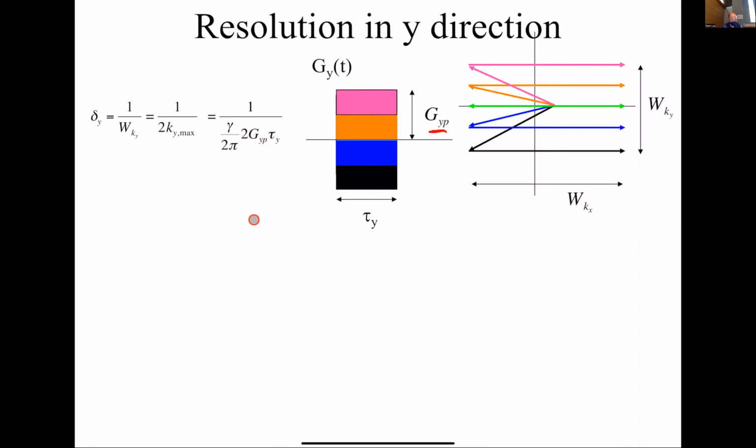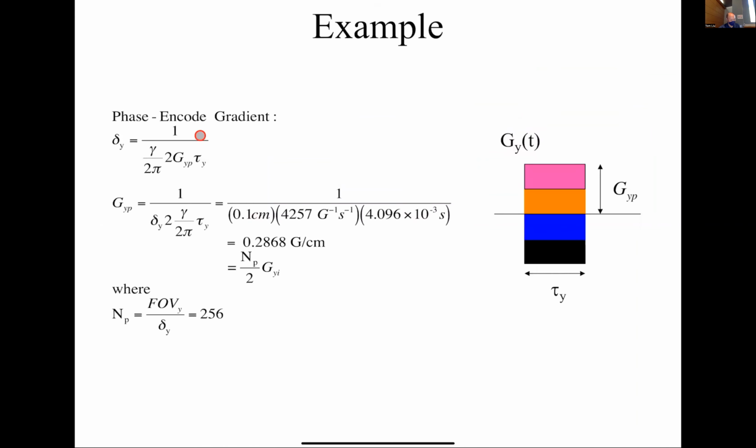So let's look at an example of that. Here, I just plug and chug in the formula. I solve for GYP, and I find it's 0.2868 Gauss per centimeter. It turns out that's equal to the number of phase encodes divided by 2 times GYI. So let's see whether that makes sense. The number of phase encodes is my FOV of y divided by my delta y, so how big my image is divided by the resolution. Say we have 256 voxels in the y direction.